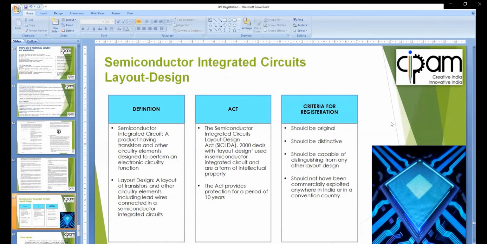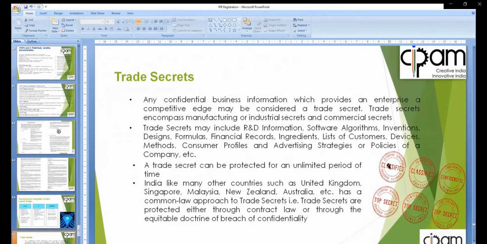It should not have been earlier exploited. It should be unique, and should be capable of being distinguished from another's layout design. So let's go to trade secret.